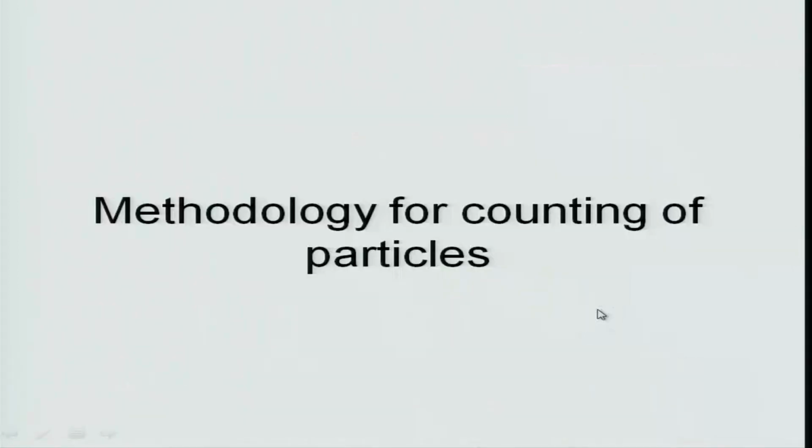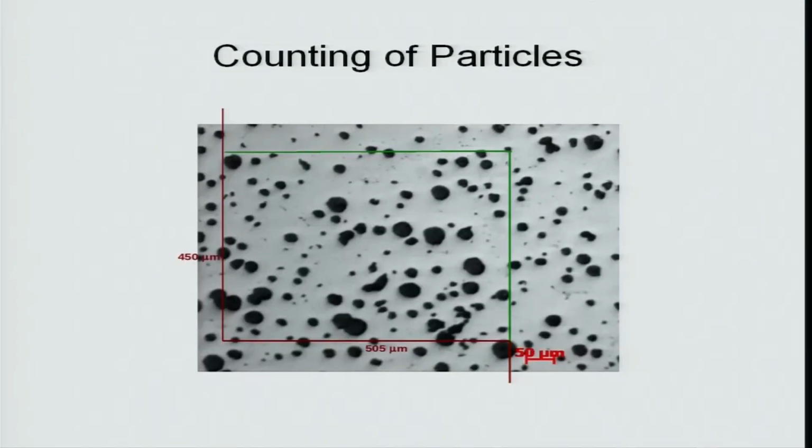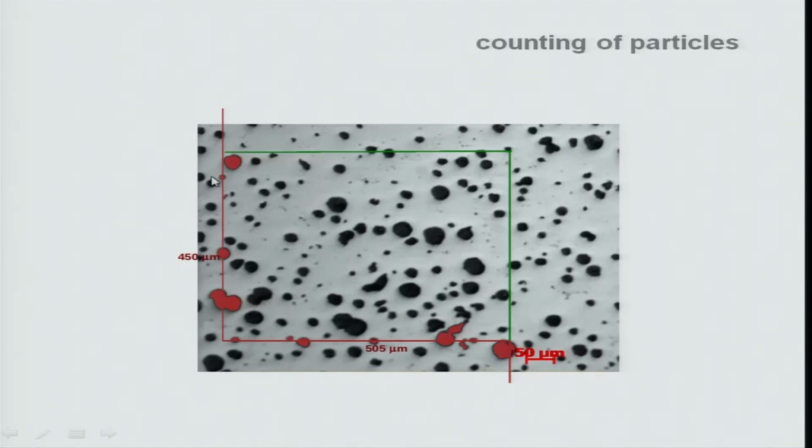Now, a similar methodology can be used for counting of particles as well. These are isolated particles. For example, the microstructure that I show you here has graphite nodules, and I want a count of the number of graphite nodules per unit area. Again, I put a mask on the microstructure with a red line, the forbidden zone, and a green line, which is the inclusion region. All the particles which intersect the exclusion region, that is, the red line of the mask, will not be counted. So, these are all particles which will not be counted.